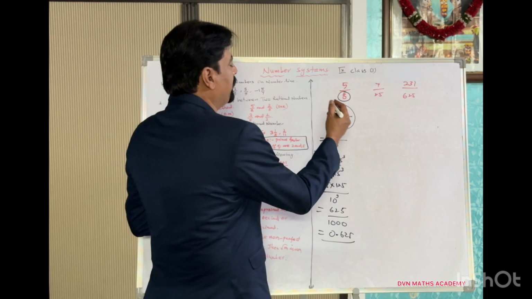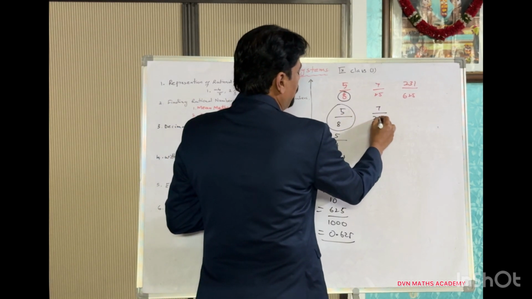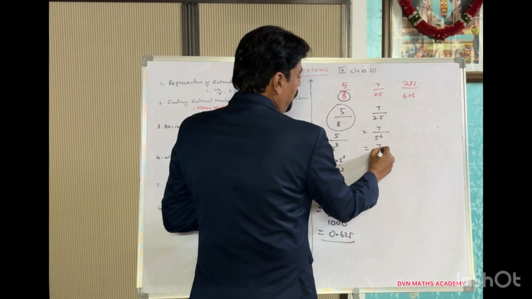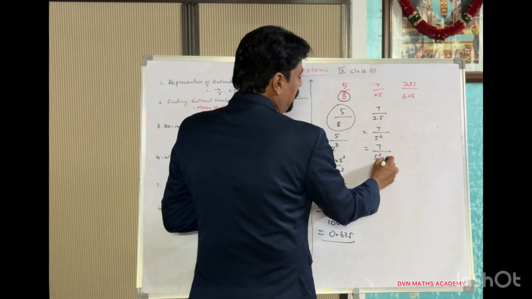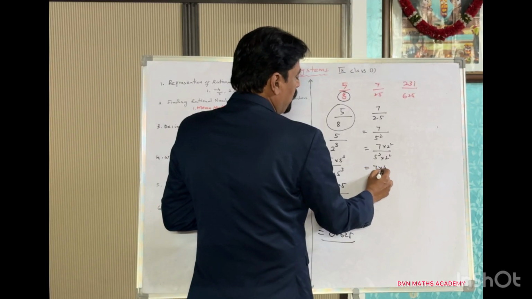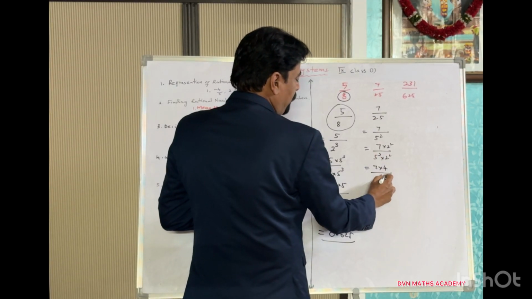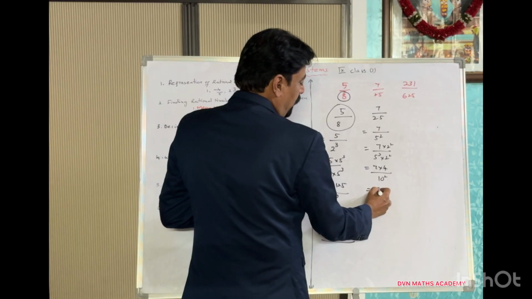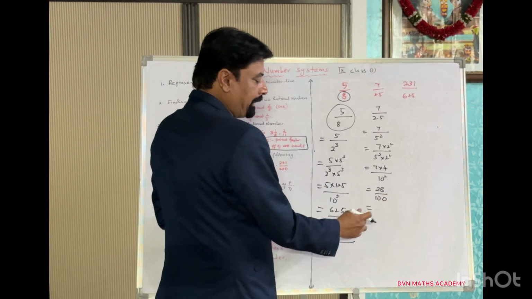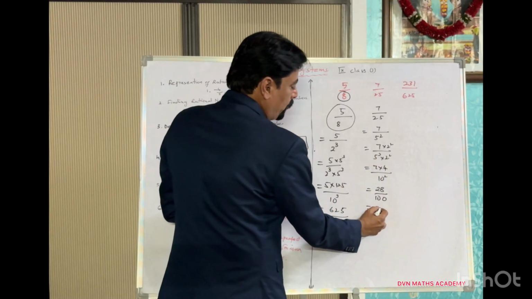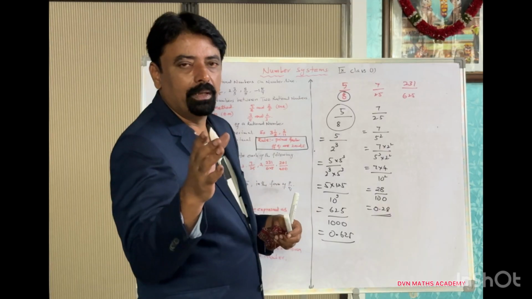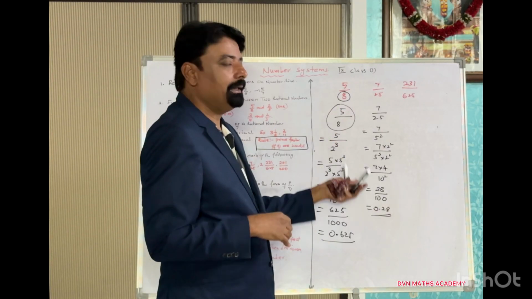For example, you go for the second example, this is 7 by 25, this is 7 by 5 square. You multiply with 2 square, so 7 into 4, 5 square into 2 square is 10 square, 7 4s are 28 by 100, then 2 zeros are there, it will become 0.28. Now we converted the given rational number into decimal without actual division.